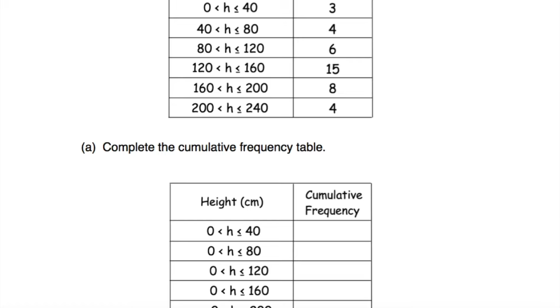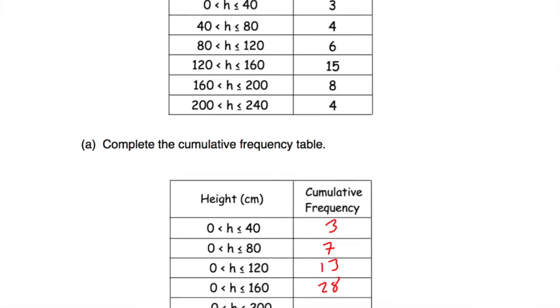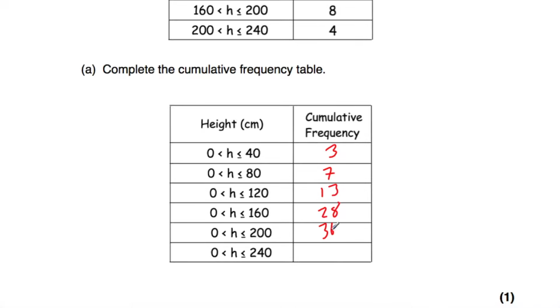Okay, so we just need to add together the frequency. So between 0 and 40, we're already told that was 3. Between 0 and 80, well, that's going to be the 3 between 0 and 40 and the 4 between 40 and 80. So that's going to be 7 altogether, or you could just add on the 4. Now let's add on 6. That's going to be 13. Add on 15, so it's going to be 28. Add on 8, that's going to be 36, and finally adding on the 4 gives us 40. So that's fantastic. We've filled out the cumulative frequency table.